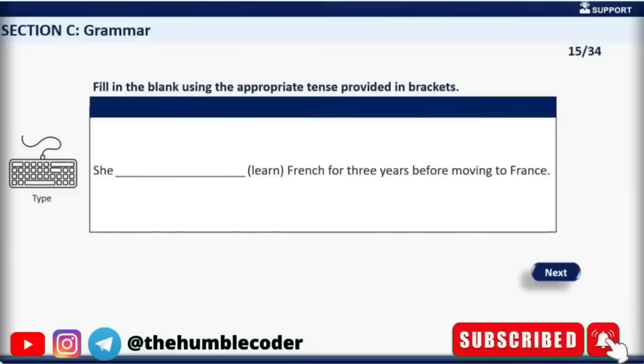Let's move on to the next question. Fill in the blanks with the appropriate tense that is provided. So we have a word and we have to use that word in the correct tense. Okay, so the question is, she dash French for 3 years before moving to France. The word is learn. The correct answer for this question is going to be, she had been learning. She had been learning French for 3 years before moving to France.